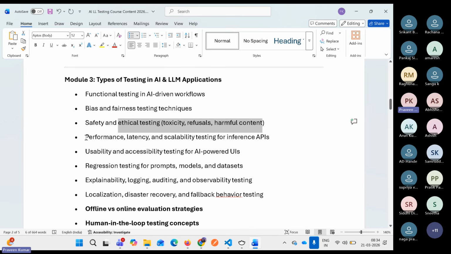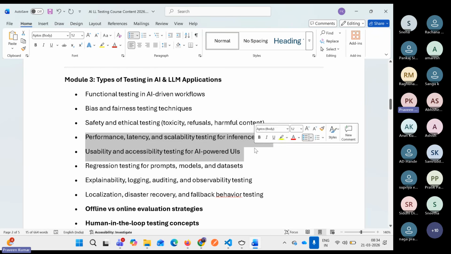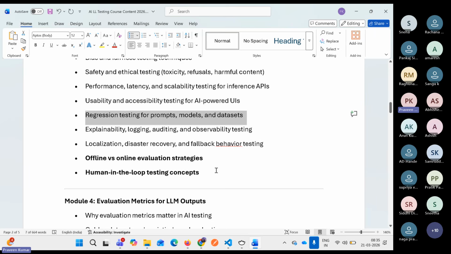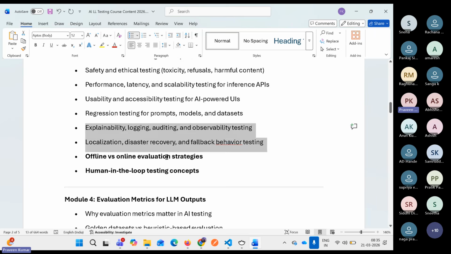Performance and latency you can perform as a part of API testing for the AI LLM. Usability, again in the form of manual testing, and regression testing for prompts, models and datasets. You have seen that if you ask the same question multiple times it will give different answers. So how we validate those things will be taken care of, and then some reporting part comes into the picture over here.